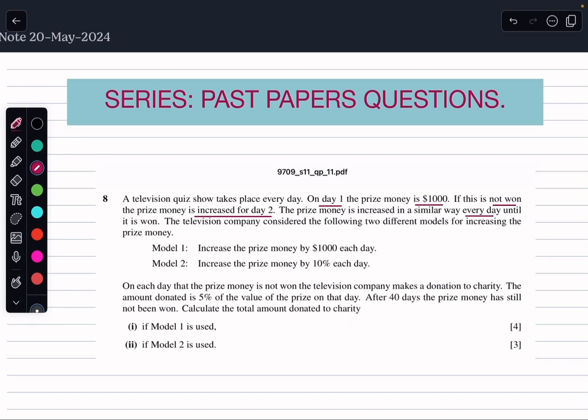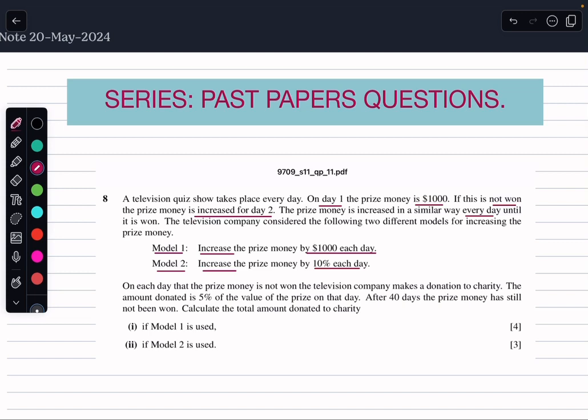The television company considered the following two different models for increasing the prize money. Model 1, increase the prize money by $1,000 each day. Model 2, increase the prize money by 10% each day. So again, we have two models, and in both the models, there is an increase. In model 1, it's an increase of $1,000 each day, and model 2 is for 10% each day.